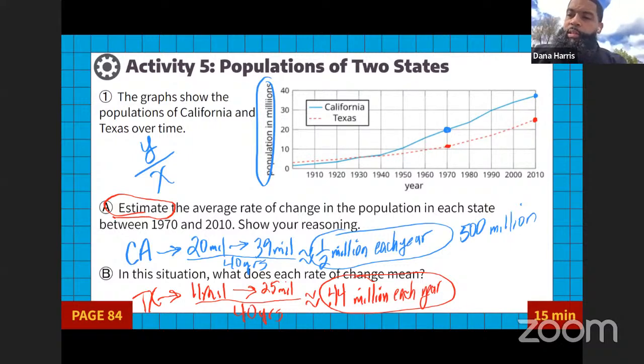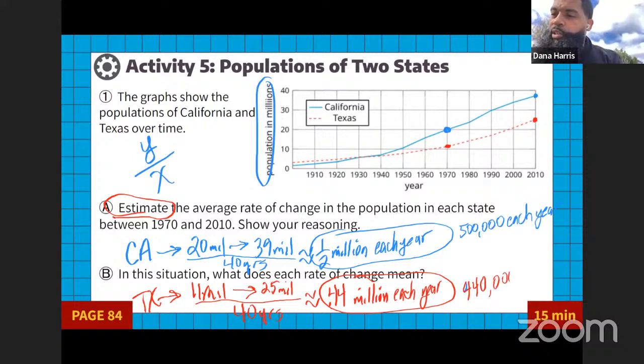No, I'm sorry. That's not the right number because it's 500,000, right? So yeah, that is about 500,000 each year. Okay. And this right here is about 440,000. Let's do the colors correctly so you all can follow. So this is about 440,000 population increase each year, okay? So that's what that is saying.